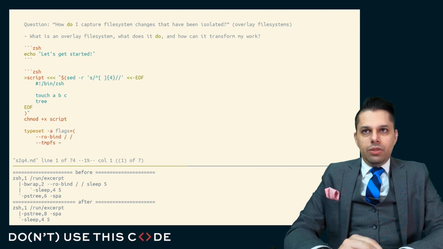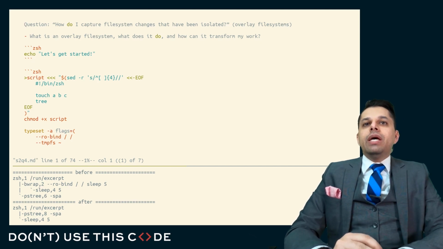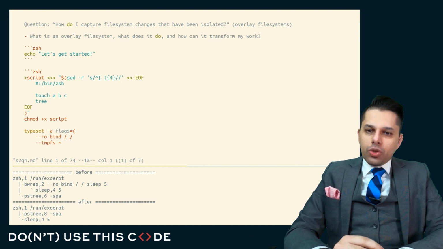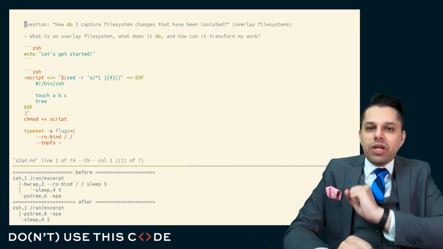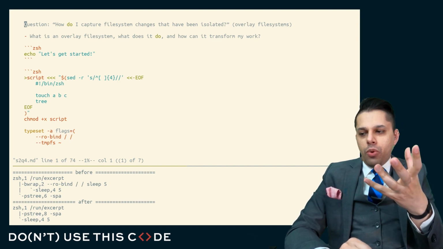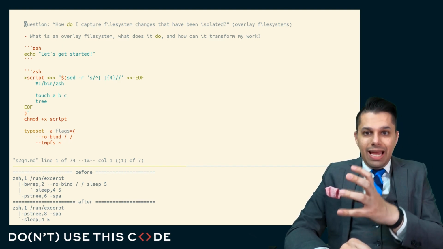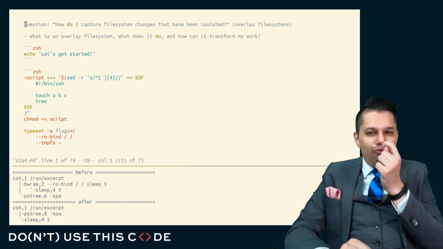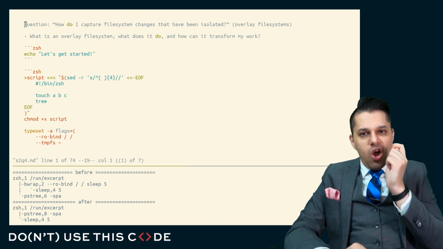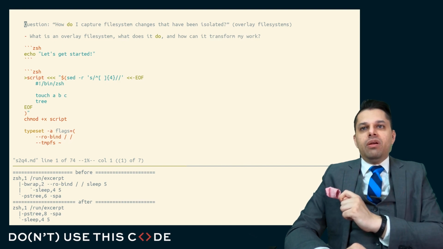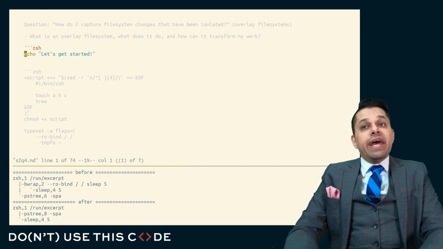And in this question, we'll talk about how we can capture file system changes that we've isolated. This question is titled, how do I capture file system changes that have been isolated? And we're going to talk about overlay file systems. We're going to talk about what they are, what they do, and we're going to show you a really, really cool thing that I do for my own management of my own user software. Let's get started and let's take a look.